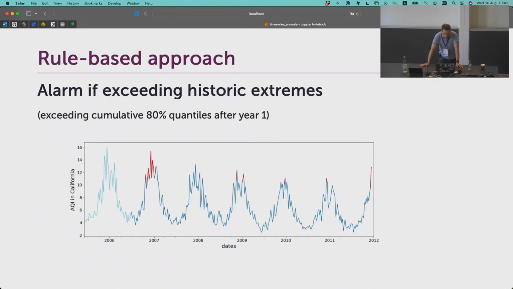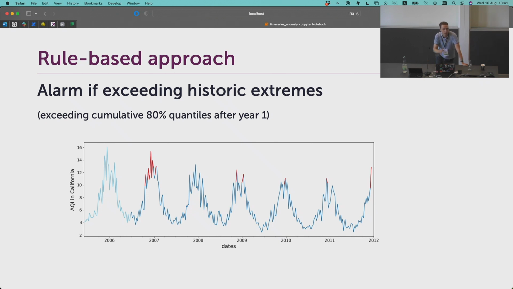All right, so let's consider the first simple rule, just to give you an idea. And again, this is a subject that we can dig into for a long time, but my goal here is to give you an idea of what kind of rules you can expect to make, whether they're useful or not, and what kind of problems might arise there. So the first rule I'm showing here is essentially if a given point is exceeding the 80% quantile after year one, mark it as an anomaly, right?